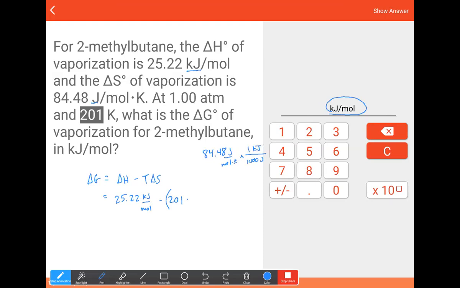So I'm essentially dividing that number by 1,000. So I'm going to get 0.08448 kilojoules per mole Kelvin. So I'm going to multiply that by 201. 201 times 0.08448 equals 16.98. So 25.22 kilojoules per mole minus 16.98 is 8.24.